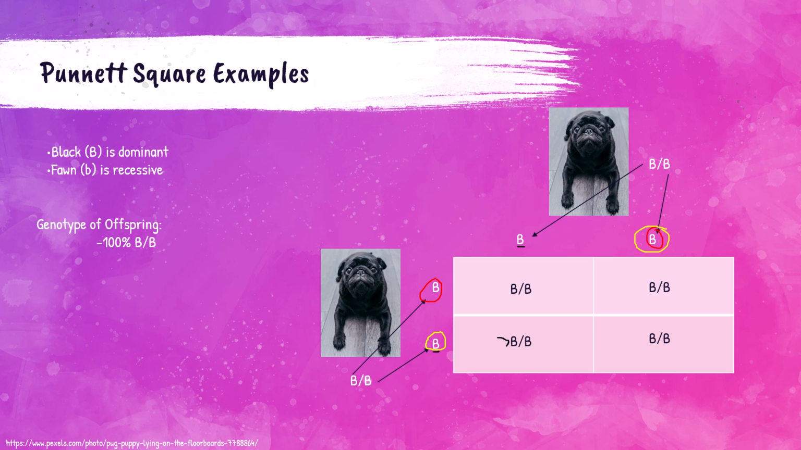What about the phenotypes? Remember, keep in mind that big B codes for black, and little b codes for fawn. So if we have two big B alleles, what is that going to give us? That's going to be 100% black. So there's no chance of any of the puppies resulting from two homozygous big B black pugs being fawn. None of them are going to be fawn. Okay, let's look at the next example.